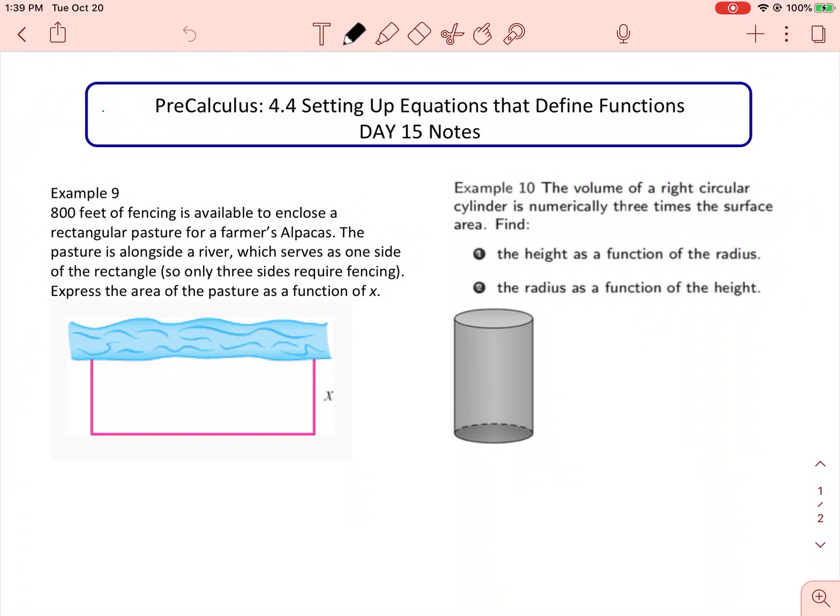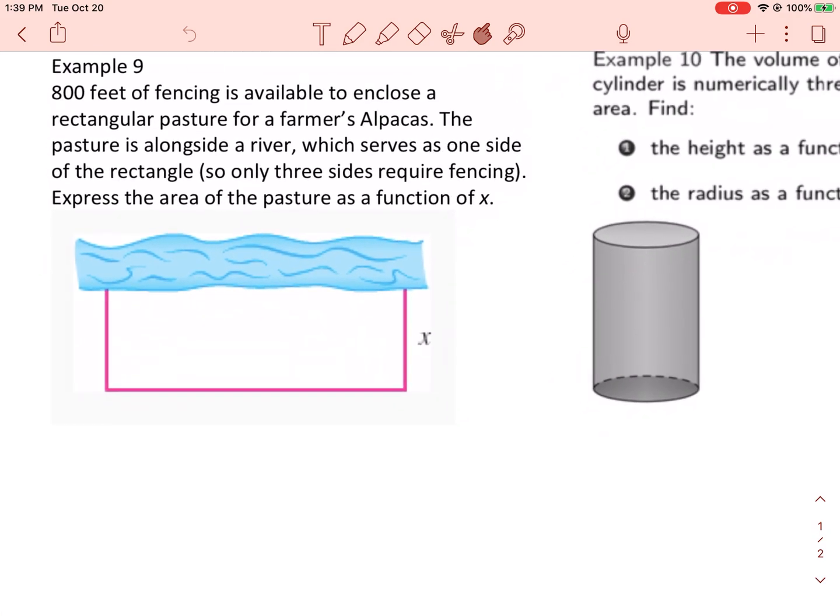Day 15. We're still setting up these equations and defining functions. This could be very challenging. It's okay. We're going to do it together. I'm going to do 3 more examples today, and we'll do plenty more in class. So first one is example 9. Yes, we're jumping around, keeping it simple.